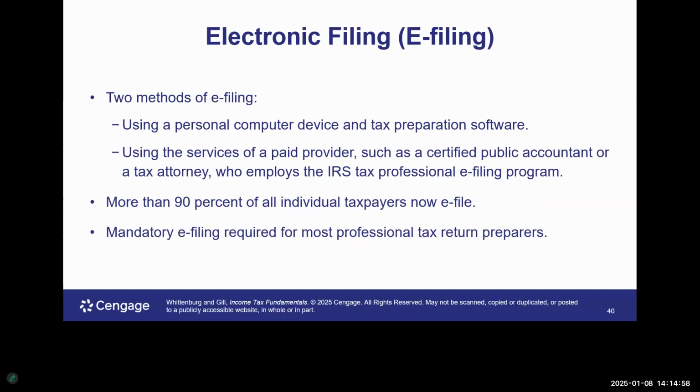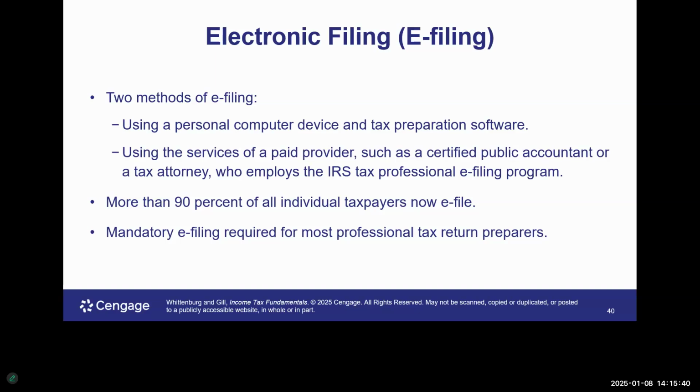As mentioned, there are two methods of filing, rather. Paper filing, the traditional old school way, and then we have electronic filing. There are two methods of e-filing. You could use a personal computer device with tax preparation software, or you can use the services of a paid provider, such as a certified public accountant, enrolled agent, or tax attorney who employs the IRS tax professional e-filing program. More than 90% of all individual taxpayers now e-file, and e-filing is mandatory for most professional tax return preparers. It just makes everything so much more streamlined, much faster.